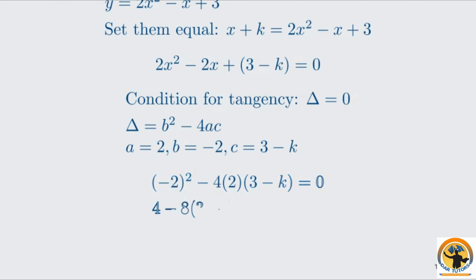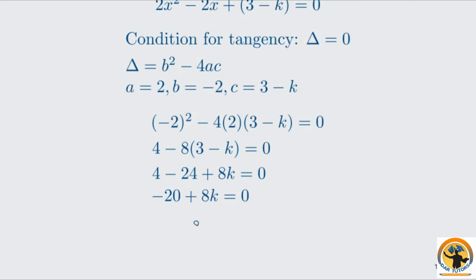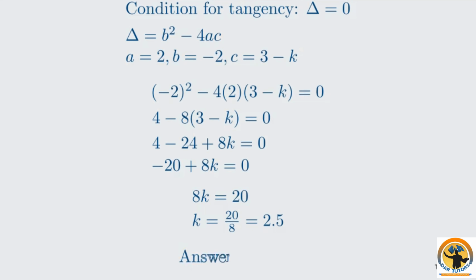This simplifies to 4 minus 8 times (3 minus k) equals 0. Expanding gives 4 minus 24 plus 8k equals 0. So -20 plus 8k equals 0. Solving for k, we add 20 to both sides to get 8k equals 20, and then divide by 8 to find that k equals 20 over 8, which simplifies to 2.5. So the value of the constant k is 2.5.